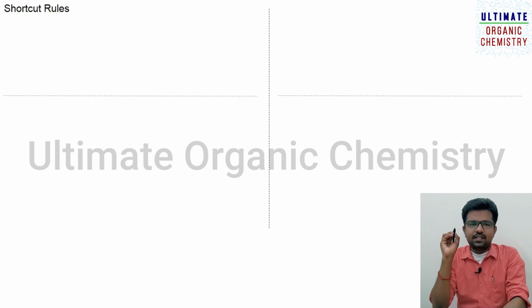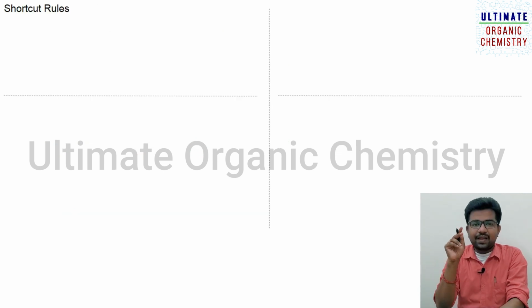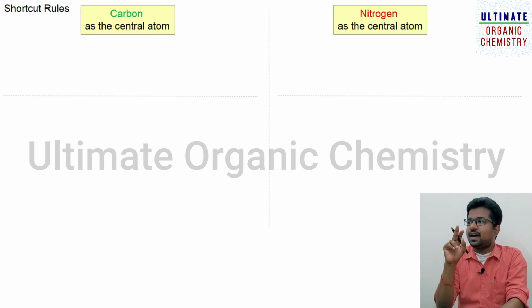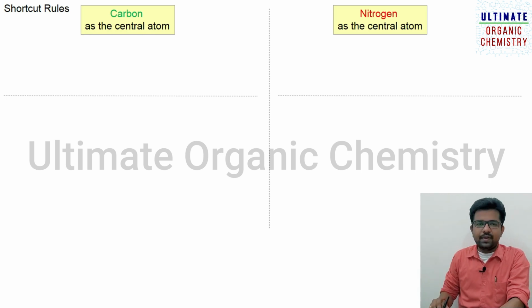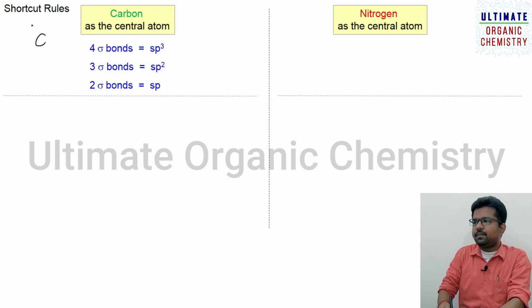So let us understand the shortcut rule of hybridization. I have categorized it in two types, that is carbon as central atom and nitrogen as central atom. If carbon is the central atom, you have three rules. If the carbon atom is connected by 4 sigma bonds, single bond means sigma bond, the hybridization is sp3. If the carbon atom is connected to 3 sigma bonds, the hybridization is sp2. If the carbon atom is connected to 2 sigma bonds, the hybridization is sp.